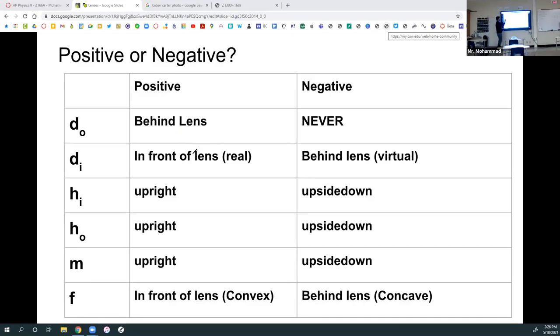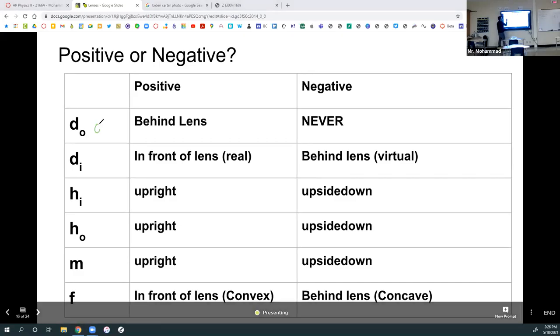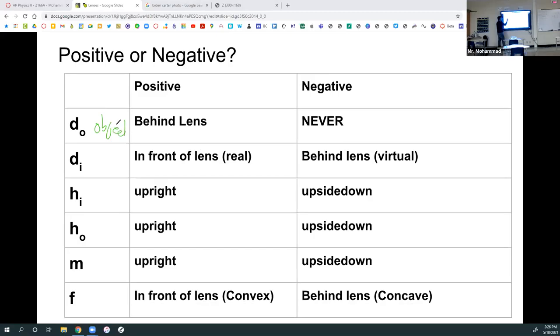When we have the object itself, wherever the object is, we'll usually say that's a positive location. So when we place an object, we kind of set that as the positive location. And if the image is on the other side of the lens, that would be considered real. If it's behind the lens, that'd be virtual.